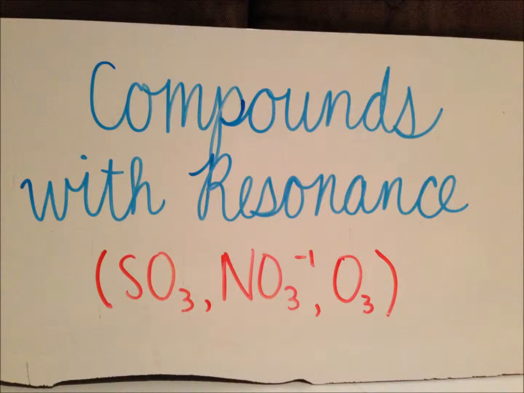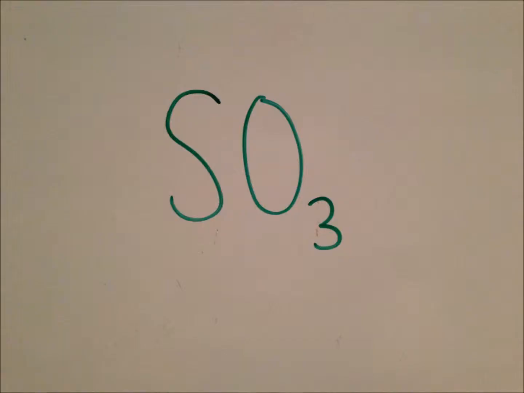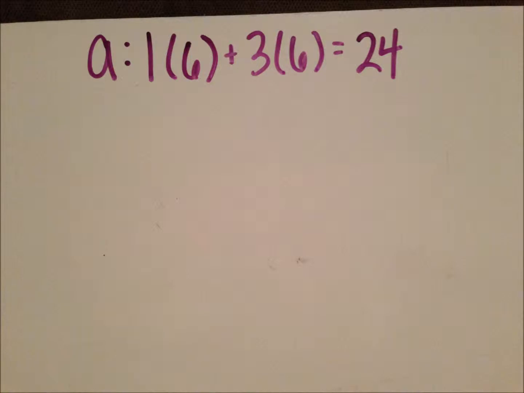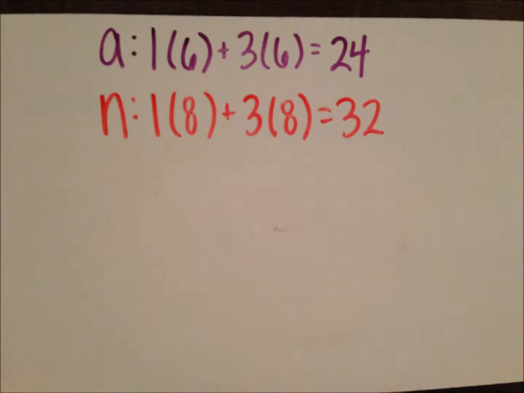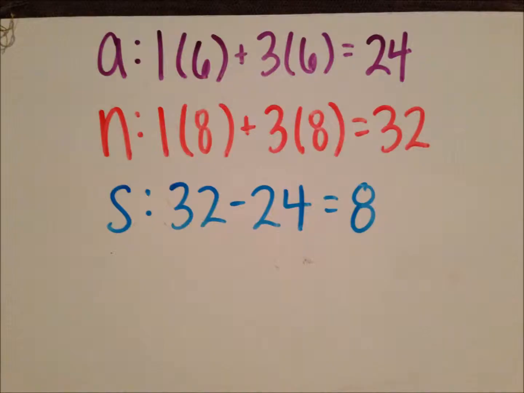The second to last type that I'm going to teach you are compounds with resonance, and these include SO3, NO3 with -1 charge, and O3. In this compound, there's 1 sulfur, which has 6 valence electrons, and there are 3 oxygens, which also have 6 valence electrons, and when you add those together, you get 24. Both sulfur and oxygen need 8 valence electrons, and there's 1 sulfur and 3 oxygens, so when you add that together, you get a total of 32.